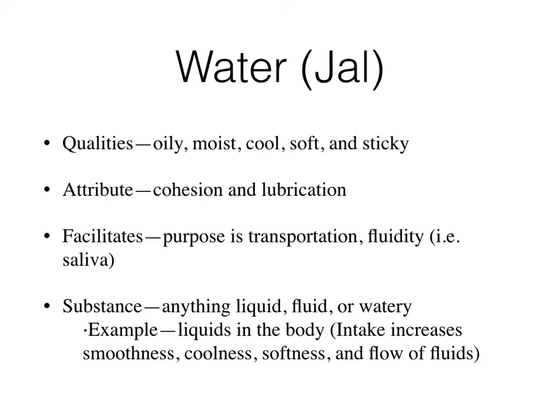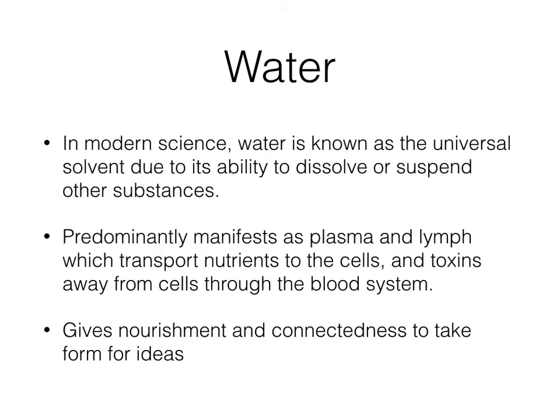The next element is water. Water we call jal. Jal has the qualities of being oily, moist, cool, soft, and maybe sticky. The purpose of water is cohesion, lubrication, and transportation. It provides fluidity, such as through saliva. So liquids in the body increase smoothness, coolness, softness, and the flow of fluids. Water in modern science is known as the universal solvent due to its ability to dissolve or suspend other substances.